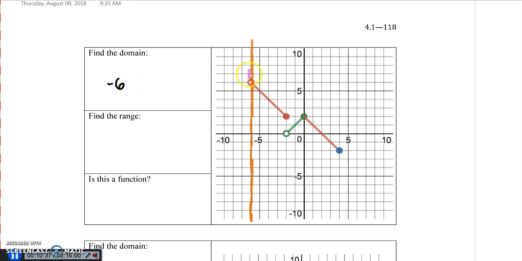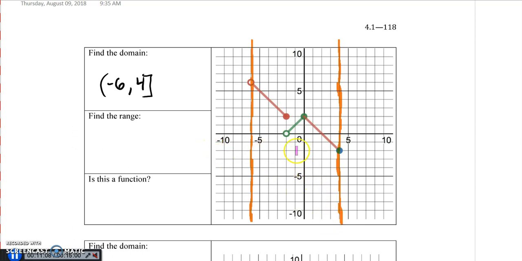Now, as we continue across, are there any breaks? Well, no, it keeps going, it keeps going. And this is where the function disappears. So this is the last x part. What is that number? What is the largest? Now I look, that's an open circle, so it's a parenthesis.